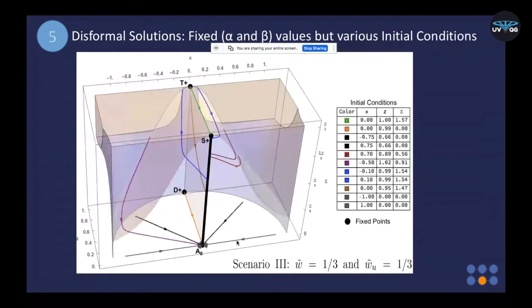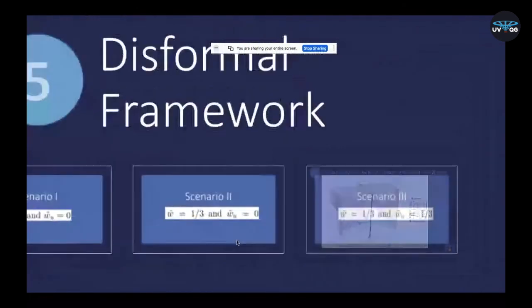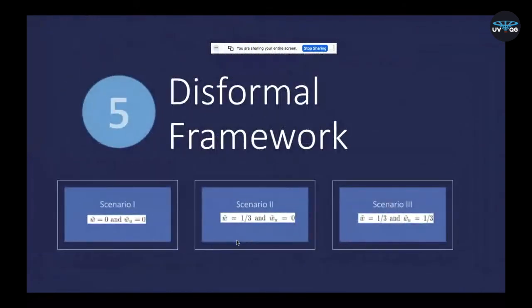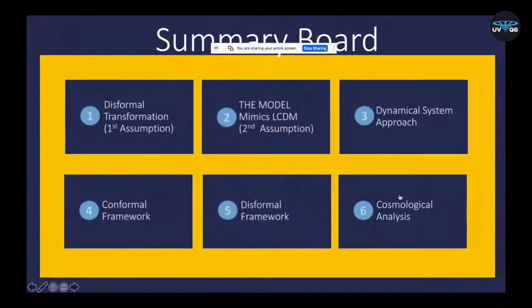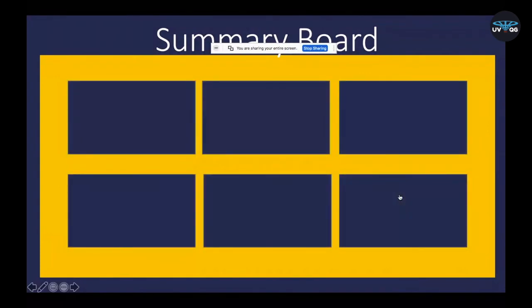Now that this is done, we choose one of these scenarios to further analyze. What I mean is we take scenario one and do a cosmological analysis. Basically all this information helps us to choose what kind of model we want to mimic lambda CDM.